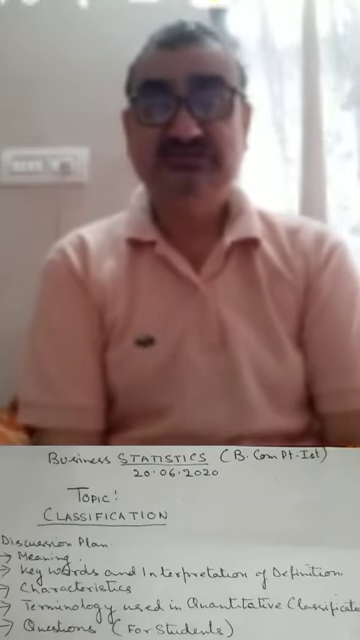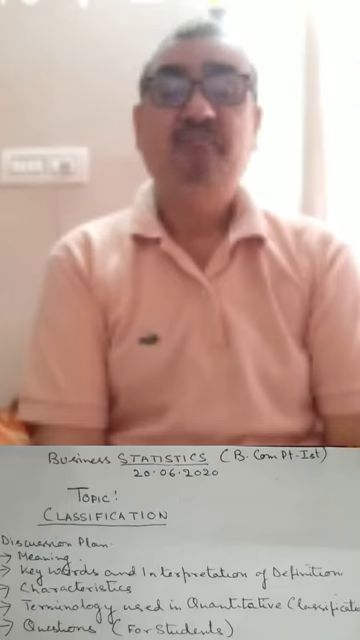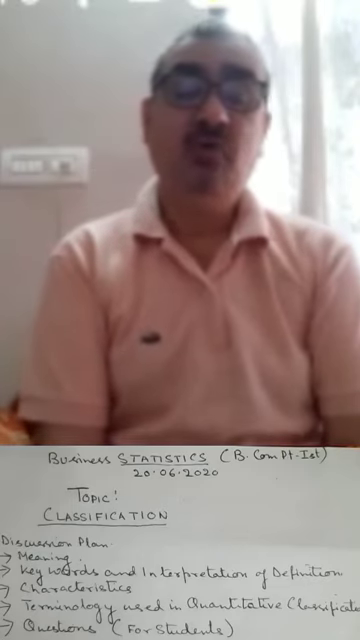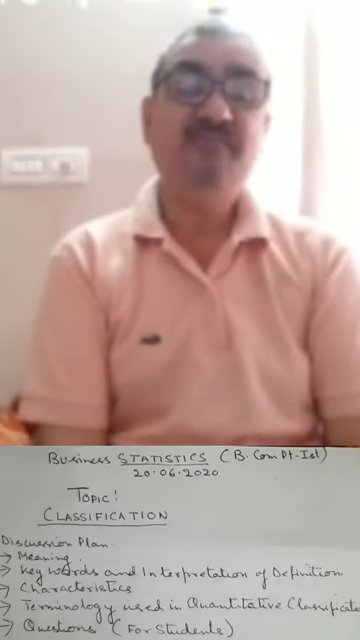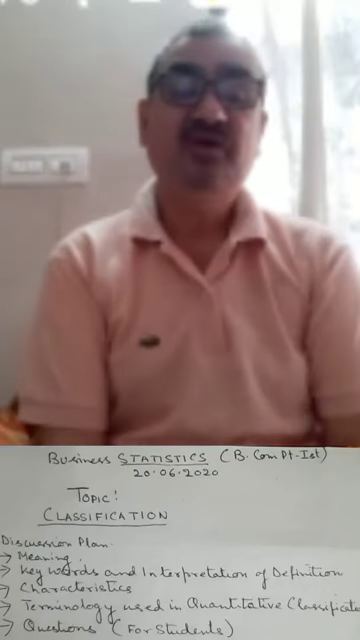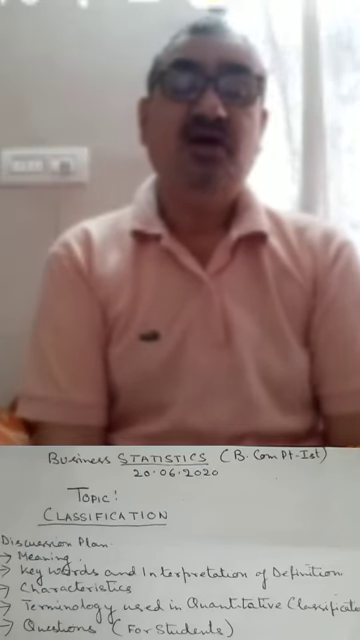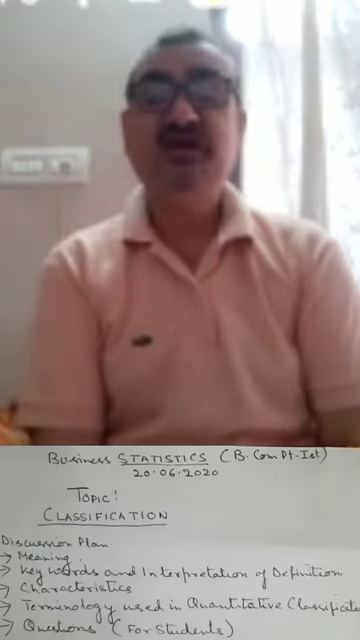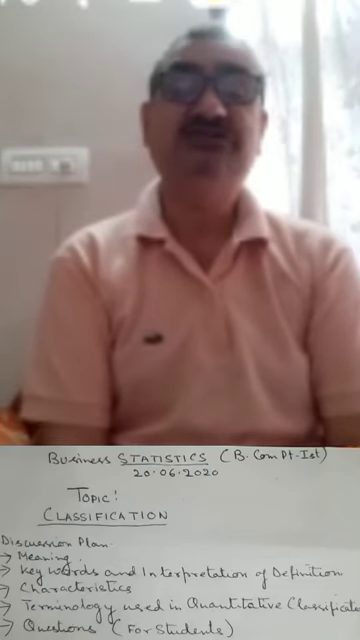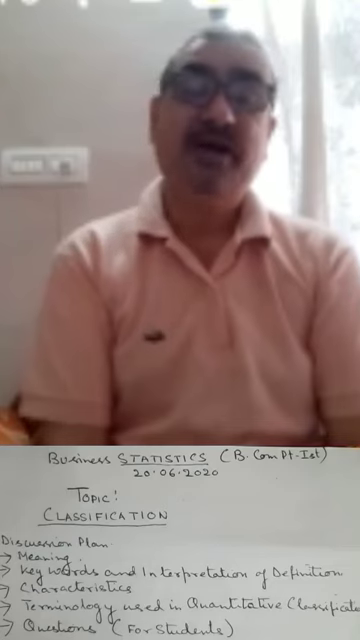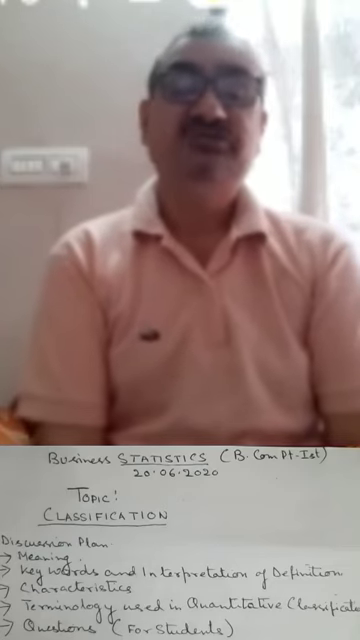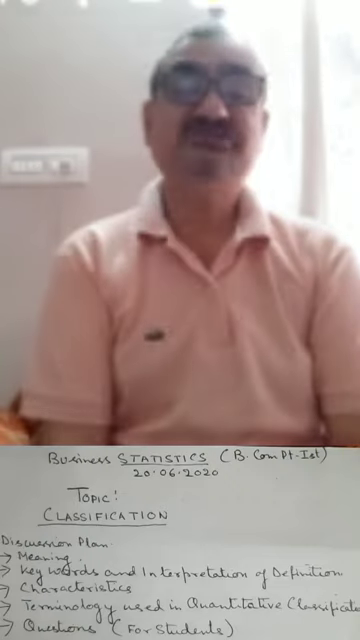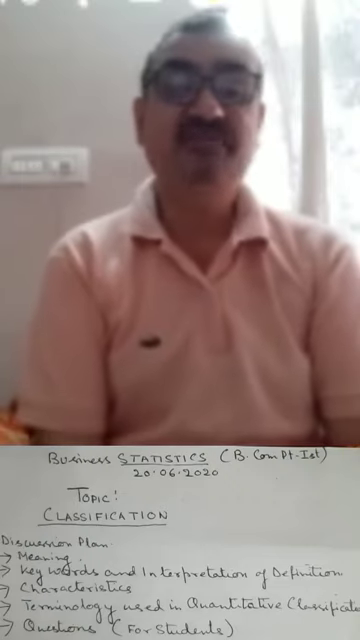Number 6, a basis for tabulation. Now, data can be presented properly if we go for the process of classification. The same data has to be transferred into tabulation. It is the base for tabulation. Tabulation makes data more understandable.